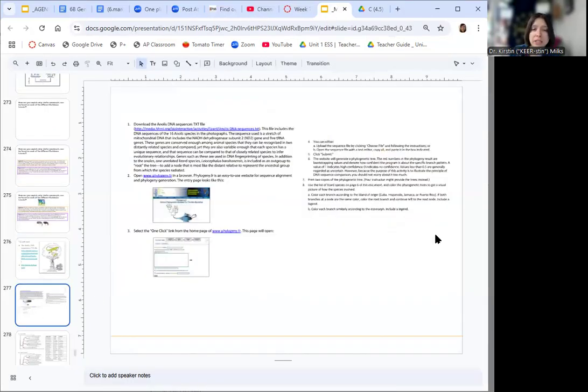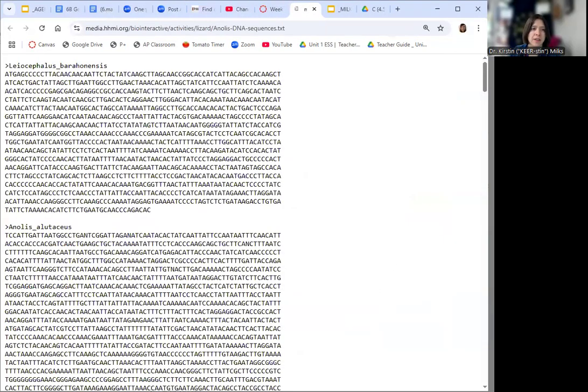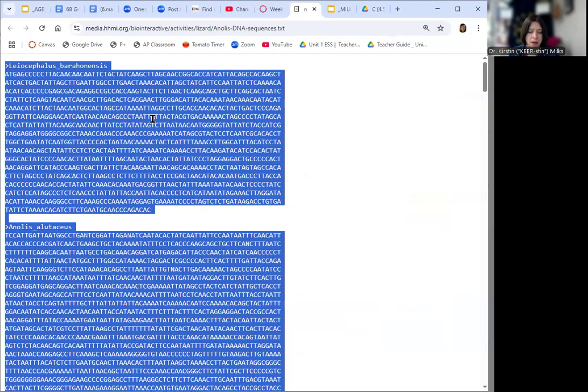So here are the instructions that are on your worksheet for this part. You're going to download the DNA sequence text file. And when you click on this page, you are going to see just a lot of text, and you're going to select all. You're going to copy it, Control C to do that.